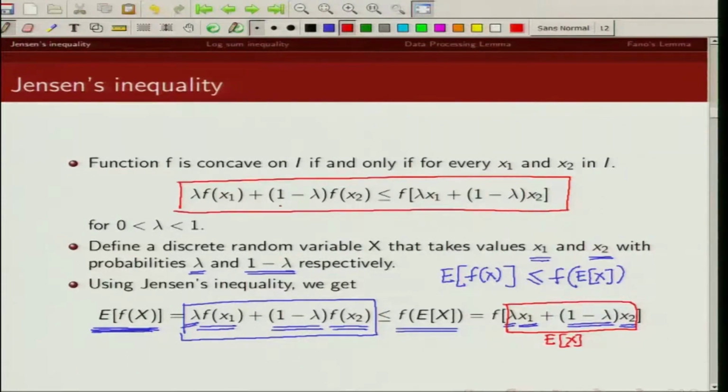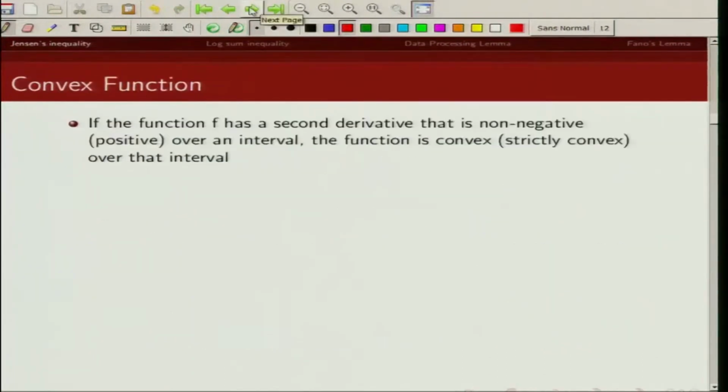On the left hand side is the expected value of the function, and on the right hand side is the function evaluated at the expected value. So if the function is concave over this interval, this relation holds, and vice versa, if the function is convex, then this relation would be greater than or equal to. Okay. Now we will show another way of proving whether a function is concave or convex.